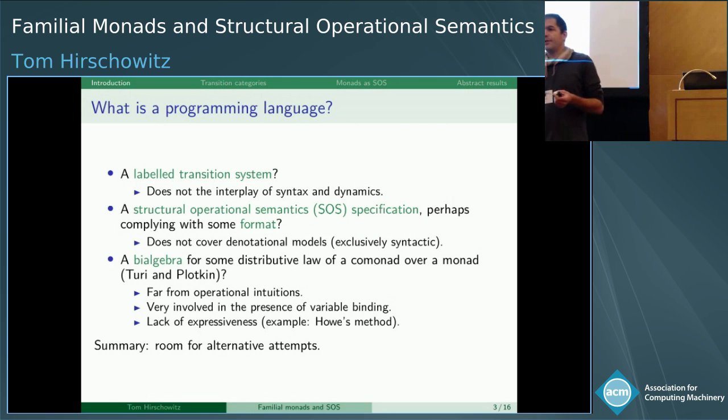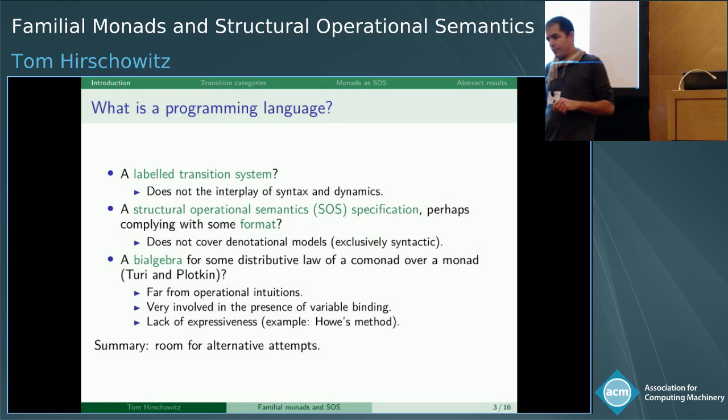Another possible reason is that often in programming languages, we use variable binding all the time. And bialgebraic operational semantics doesn't scale well to the setting with variable binding. It becomes very complex. And as far as I know, the last paper in bialgebraic operational semantics that covers binding dates back to 2008. It's actually a paper by Sam Staton, who should be in the other room now.